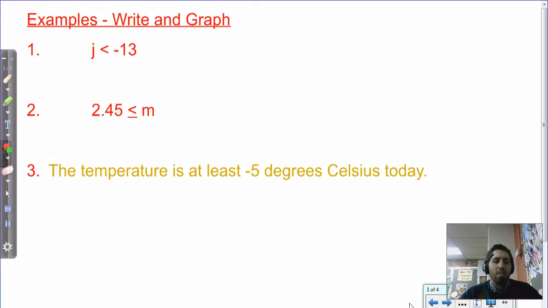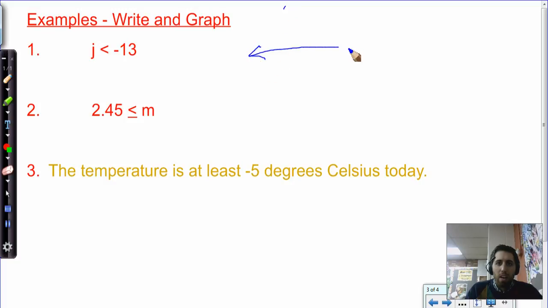So we're looking at this and we say the first one says j is less than negative 13. If we're going to plot this, then our first step is to place our reference point. And in this case, we're talking about negative 13. Now we also want one number less and one number more. I'm going to ask you to do this as well. So what's one number to the left? And this is our way of checking.